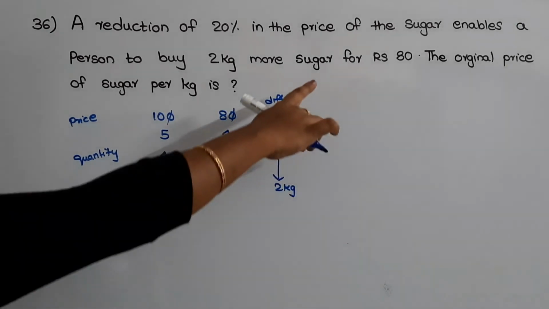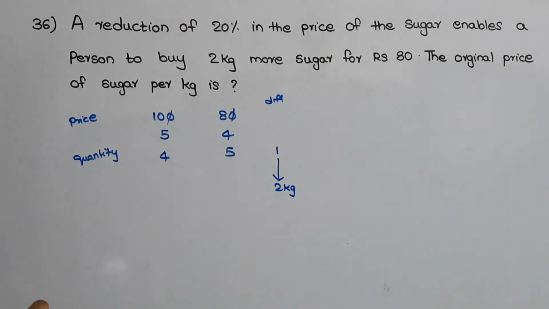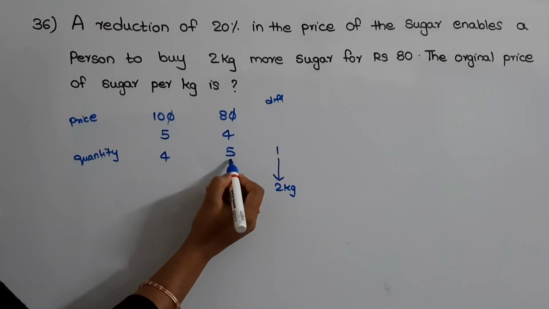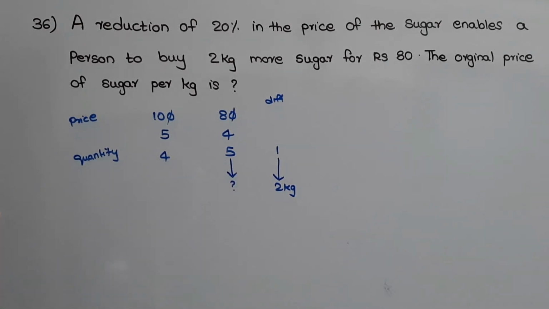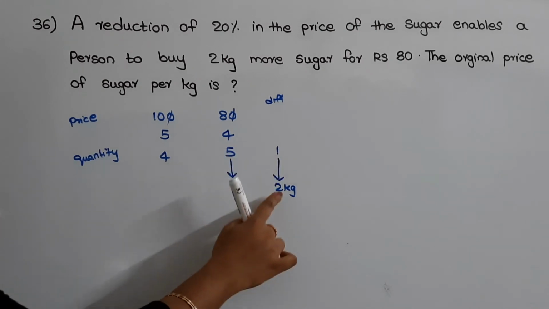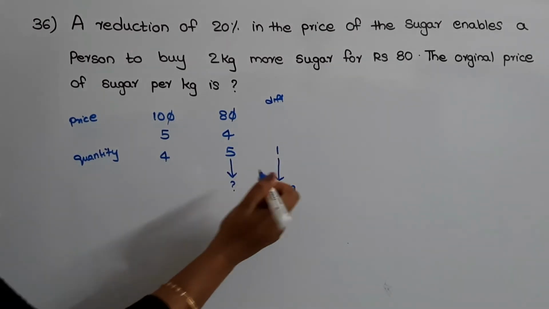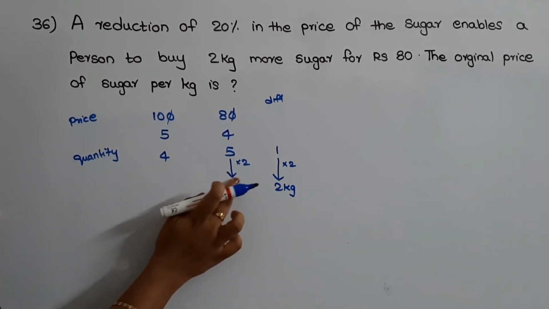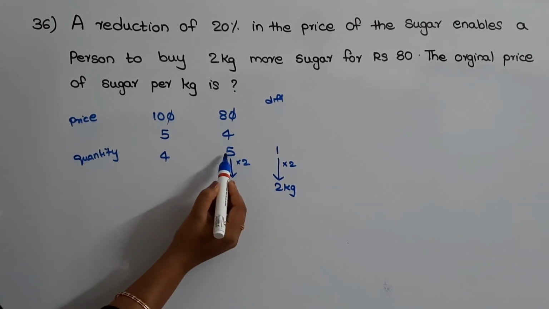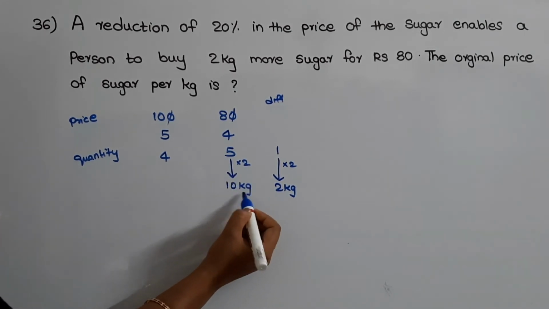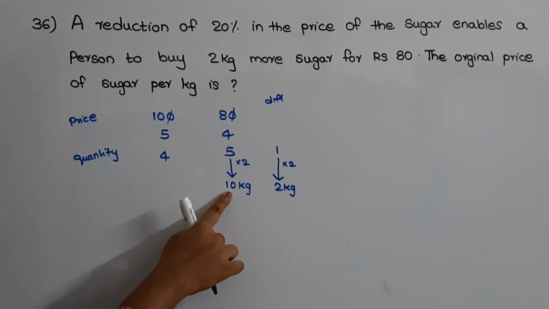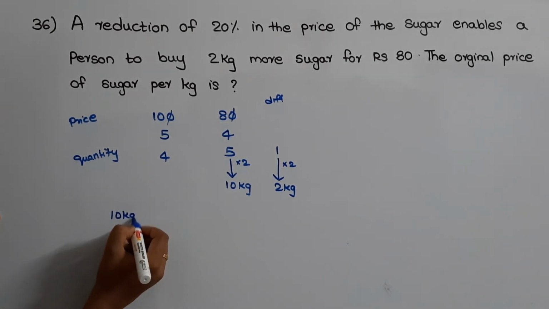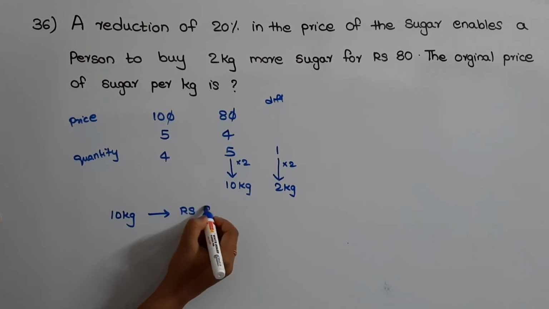In the question they have given the price of the sugar in the second case. So let us first find out the quantity of the sugar in the second case. On finding out the value of this 5, we will get the quantity of the sugar in the second case. So if 1 can be written as 2 kg, how can we write this 5? 1 into 2 is 2 kg. So if you multiply this 5 by 2, you will get this value. So the quantity of the sugar in the second case will be 5 into 2, that is 10 kg. So the person bought 10 kg of sugar for rupees 80.